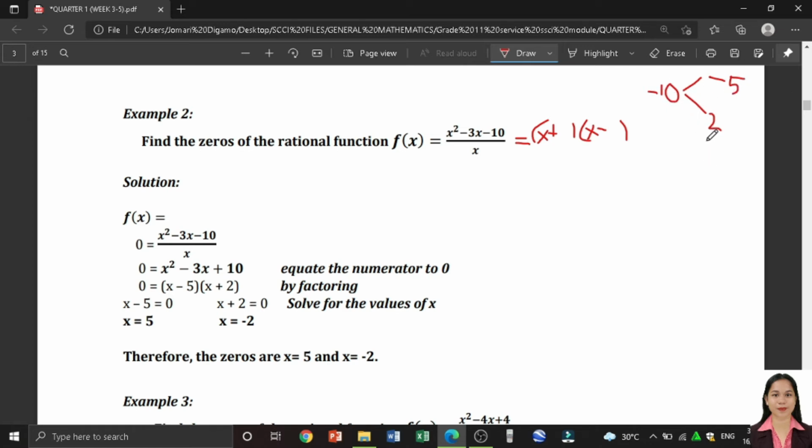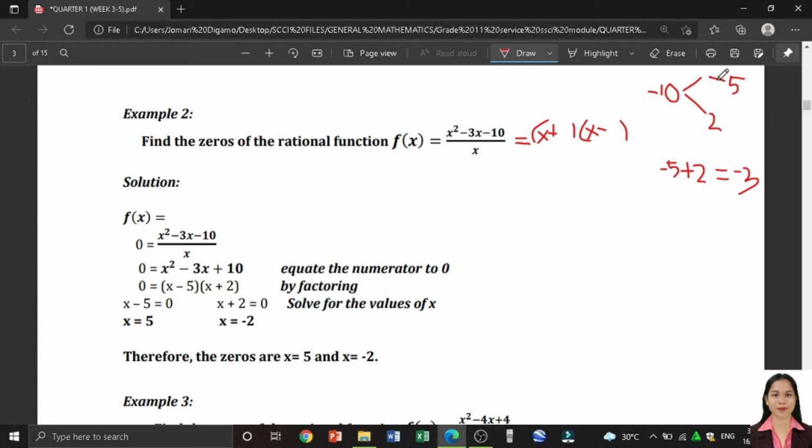So if you are going to add them, let us check first. Negative 5 plus 2. Tingnan natin kung tama ang ating middle term. So negative 5 plus 2. So this is equal to negative 3. Okay. So since nag-satisfy siya sa ating middle term, and then if nag-satisfy din siya pag minultiply natin siya, nag-satisfy siya sa ating last term. Therefore, these are the correct factors of negative 10.